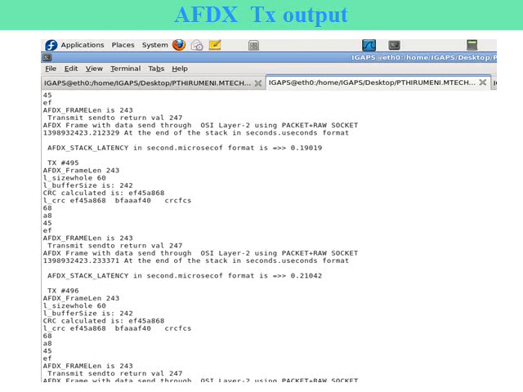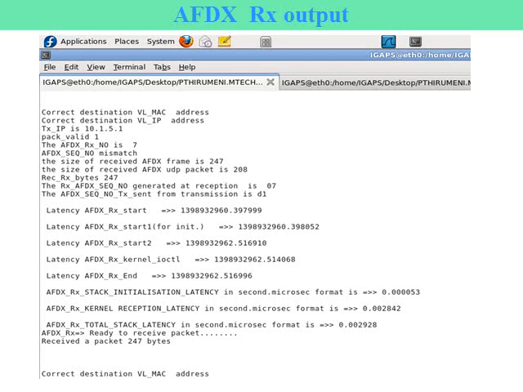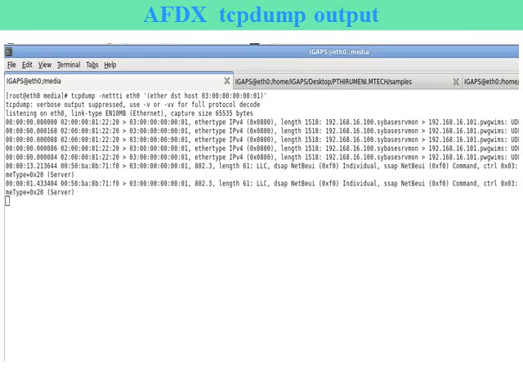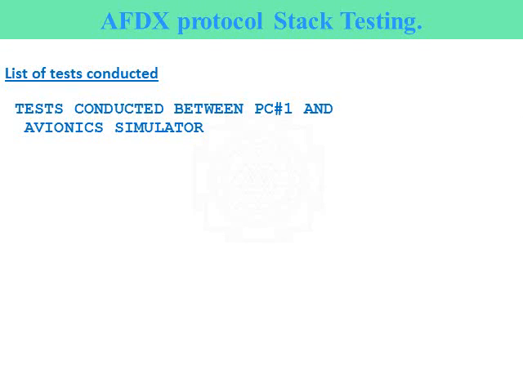So this is the output of my project. This is the transmission of my formed frame. This is the output screen capture. This is the reception. Earlier one is TX, this one is RX. Reception screen capture output. This is tcpdump, which is similar to Wireshark, which we can use in Linux for seeing the link layer output. And so I have tested my protocol stack. These are all the tests I have conducted.